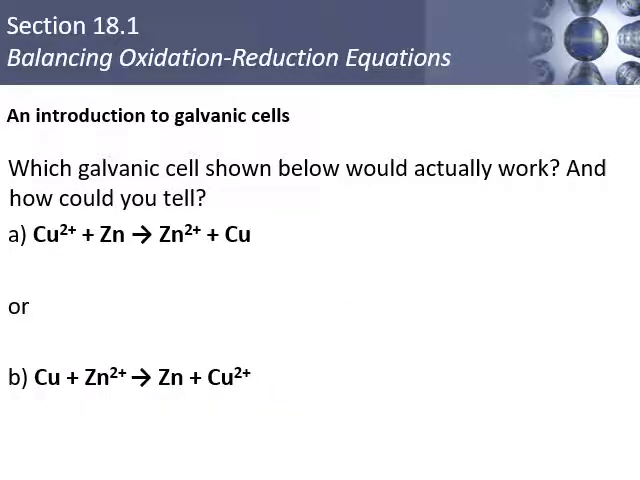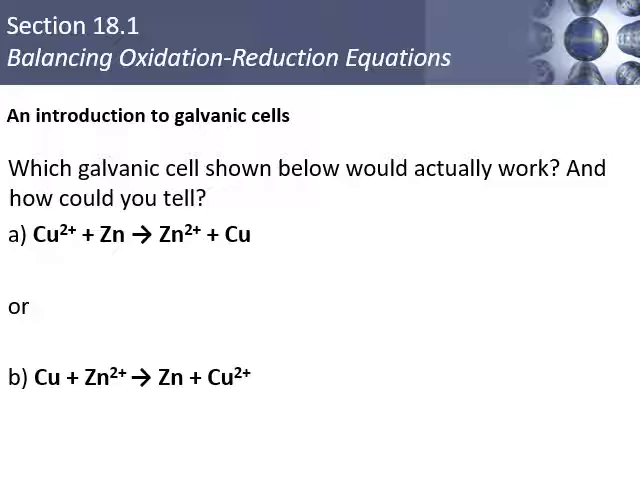So to introduce this, if you have the 2 scenarios, A and B, that are shown here, how would you be able to figure out which one would actually work the way it's written? So A is Cu2+ + Zn gives Zn2+ + Cu, and B is Cu + Zn2+ gives Zn + Cu2+. So they're the opposite. In one of them, in A, the zinc is reducing the copper, whereas in B, the copper is reducing the zinc.